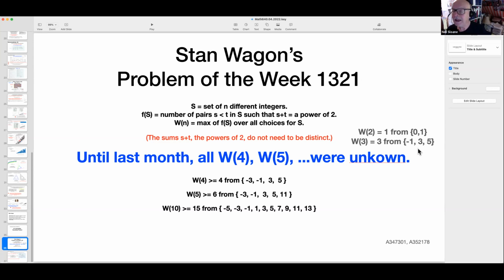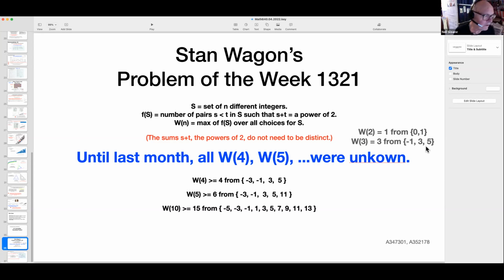Those are 3 integers. The sums in pairs, -1 + 3 is 2, -1 + 5 is 4, and 3 + 5 is 8. Those three sums are all powers of 2. The sums don't have to be distinct, but the numbers have to be distinct. And we want to get as many powers of 2 as possible. Pretty simple question, you might think. The trouble is, how would you program it?